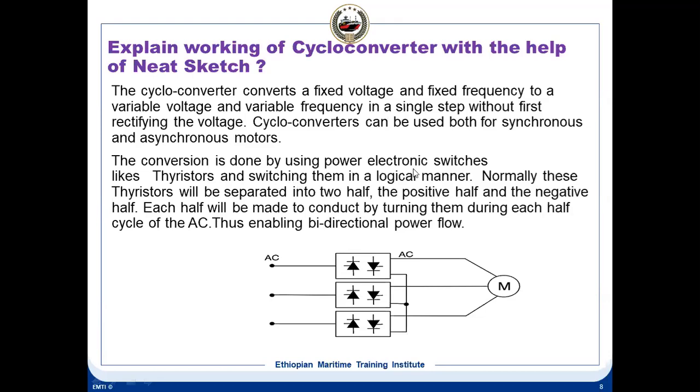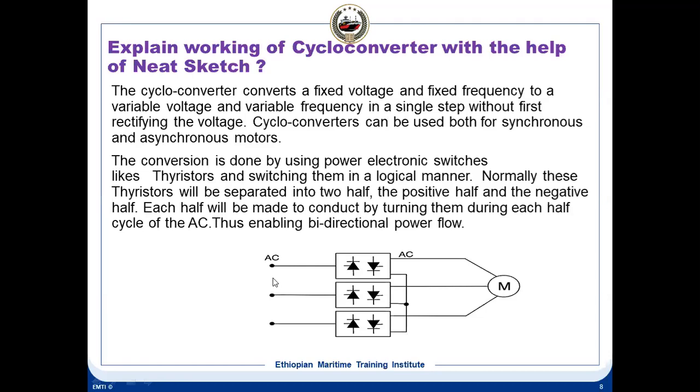This conversion is done using power electronic switches, thyristors, and switching them in a logical manner. Logical manner means the firing control circuit is switching them on in a logical way. Normally these thyristors are separated into two halves, that is the positive bridge and the negative bridge. Each half is made to conduct during each half cycle of the AC, enabling bidirectional power flow. So this is a cycloconverter. This is a little outdated one.